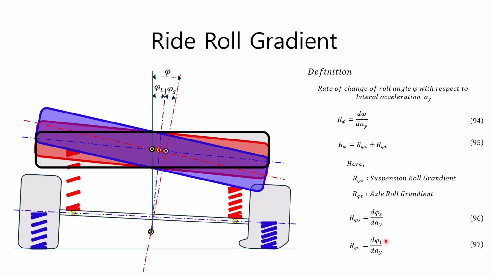As explained above, the axle roll angle and axle gradient are generally much smaller than the suspension roll angle and suspension gradient and can be ignored, but the axle roll angle should not be ignored because a large suspension roll stiffness reduces the difference between the suspension roll angle and the axle roll angle.